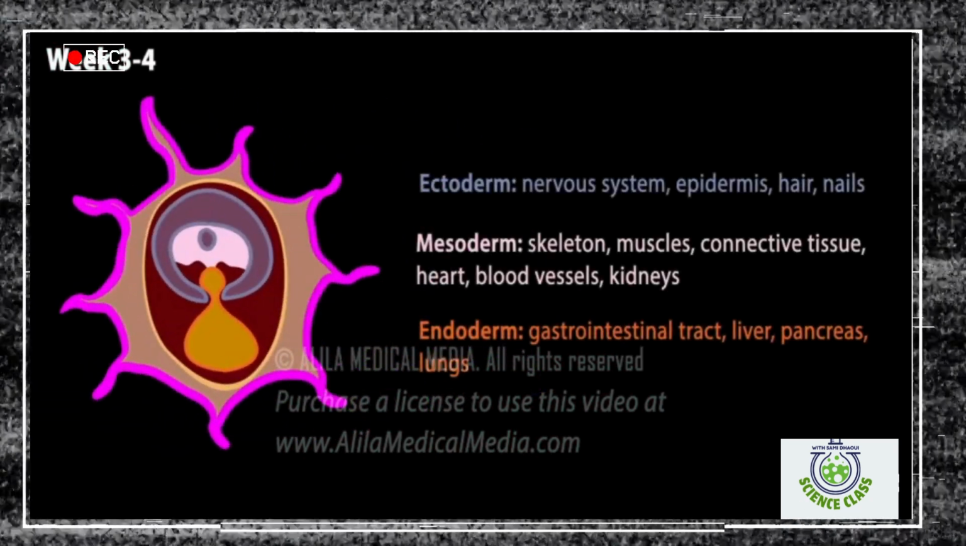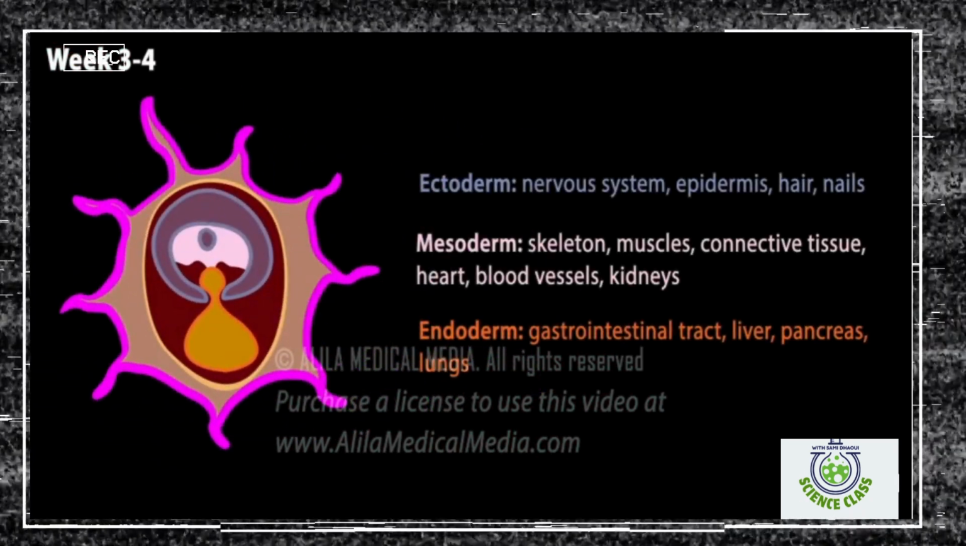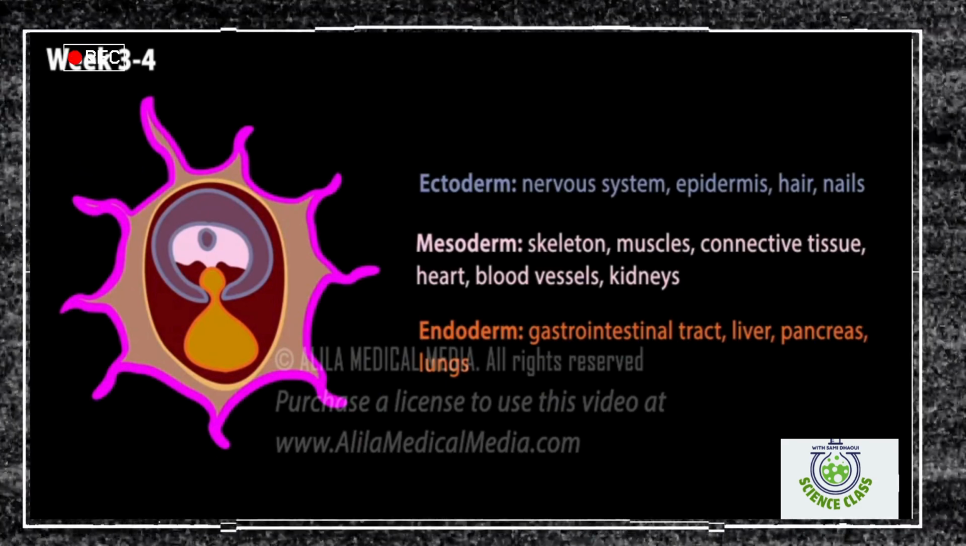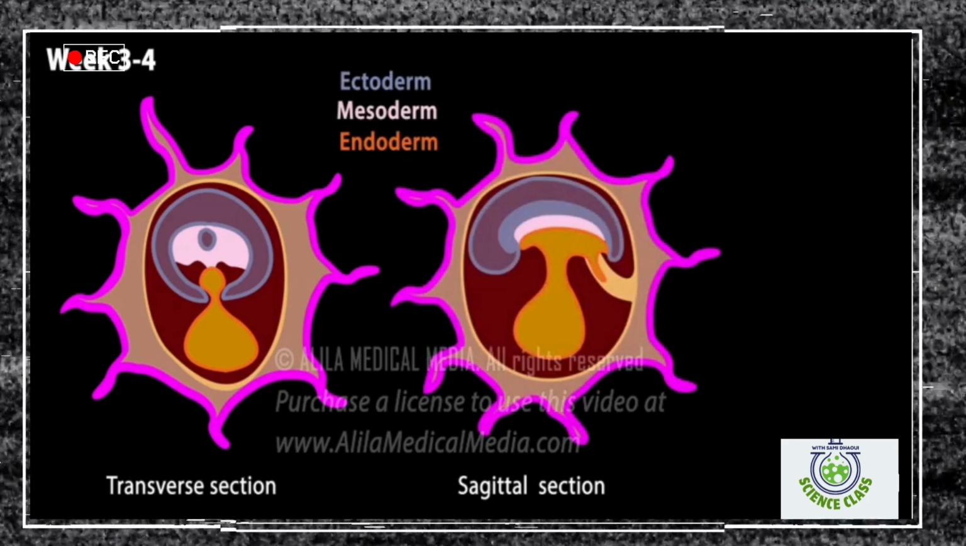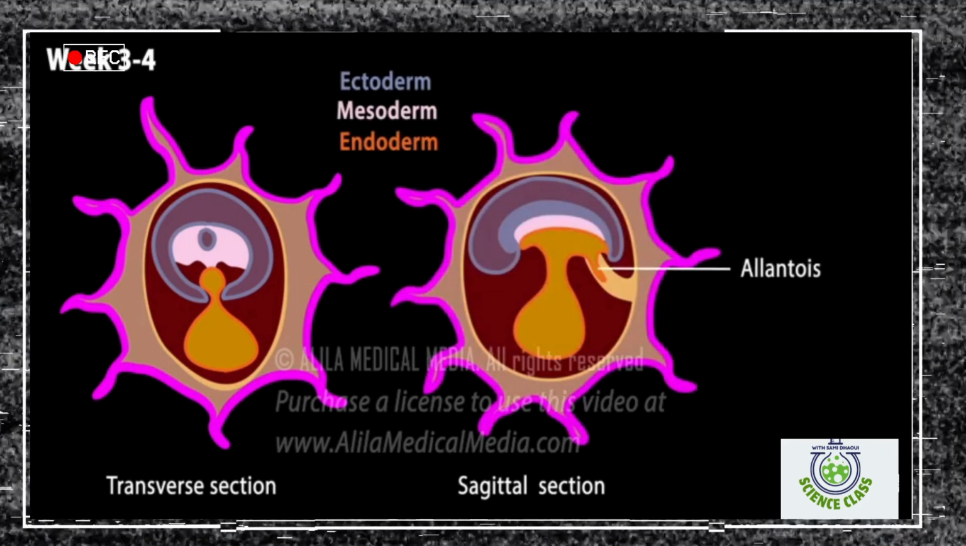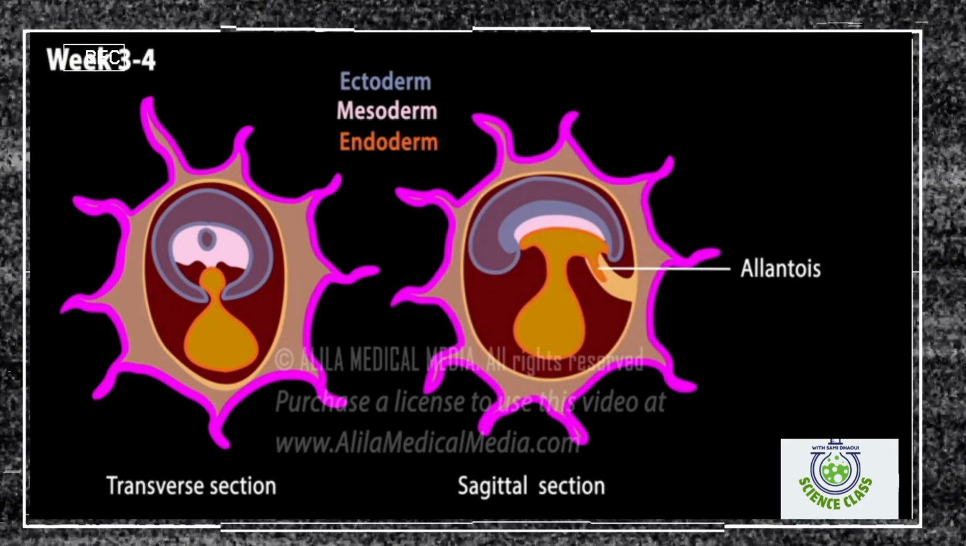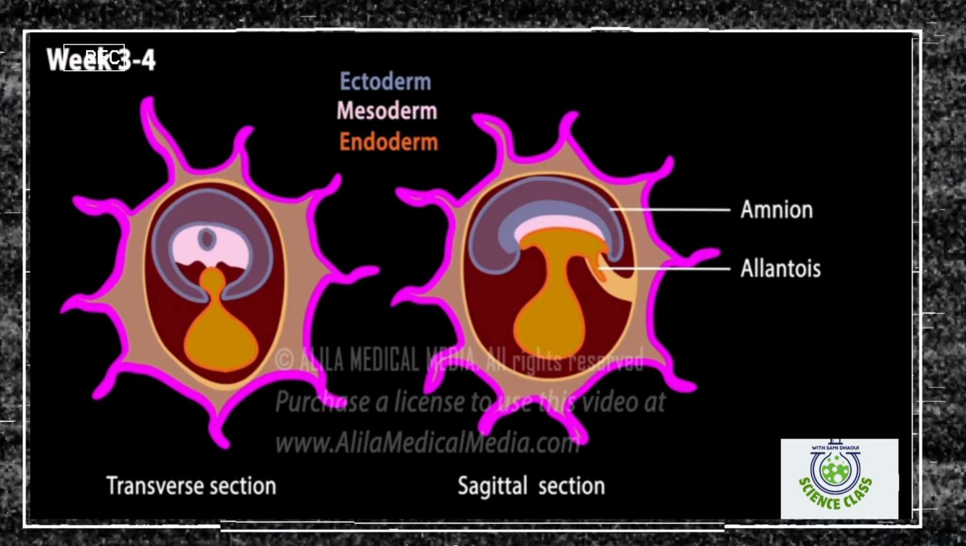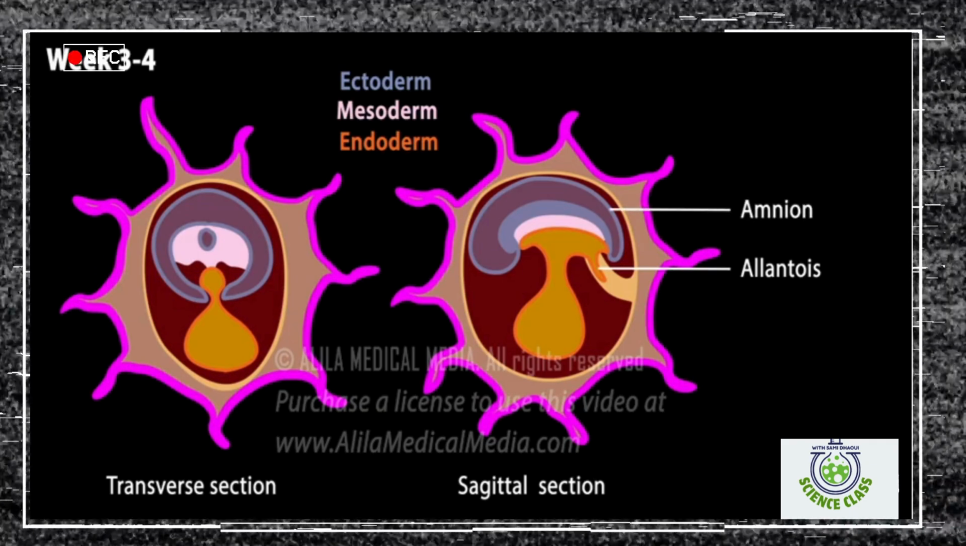All organ systems are present in their primitive form by the end of the embryonic period, but most of them are not yet functional or only partly functional. The yolk sac gives rise to the allantois, a primitive urinary bladder and part of the umbilical cord. The amnion grows to surround the embryo by week 4.